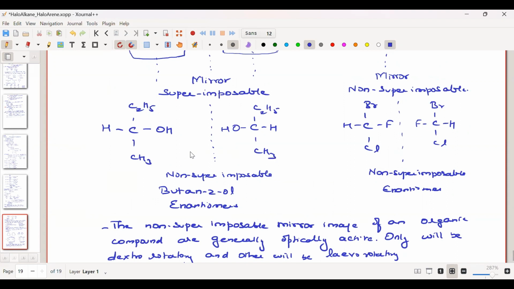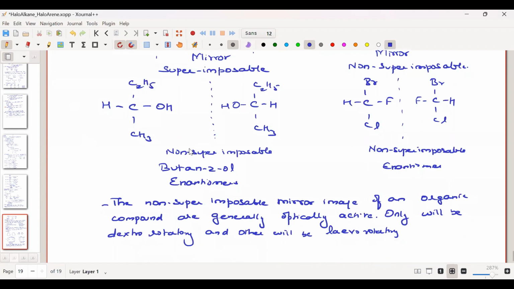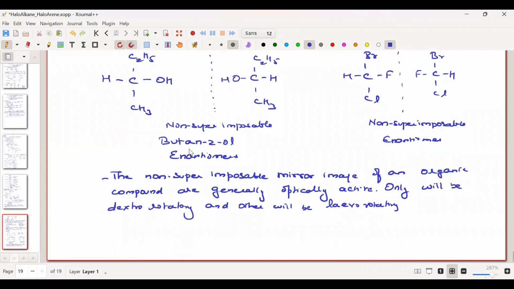Now in the question, say I put bromine and chlorine, then there is no chiral carbon, and it is not non-superimposable, so it will not be optically active. Now let's say one of these is D and this is L. So this could be D, this could be L. Such pairs of D and L isomers are called enantiomers.